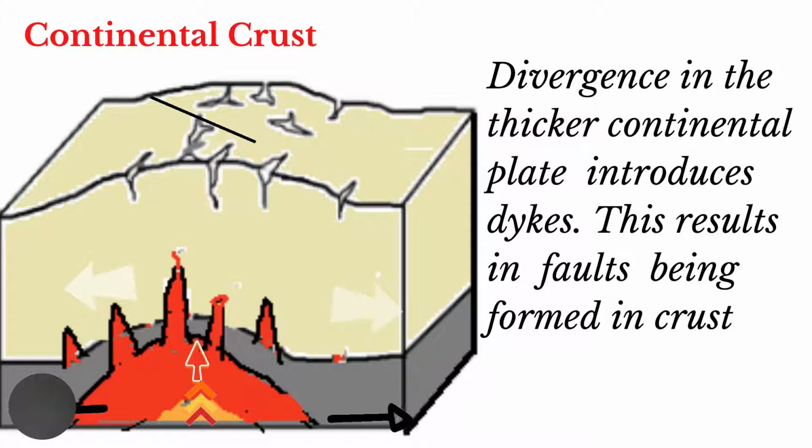When divergence occurs in continental crust, magma may be intruded into spaces that are created as a result of the plates being pulled apart. So this may create dikes.